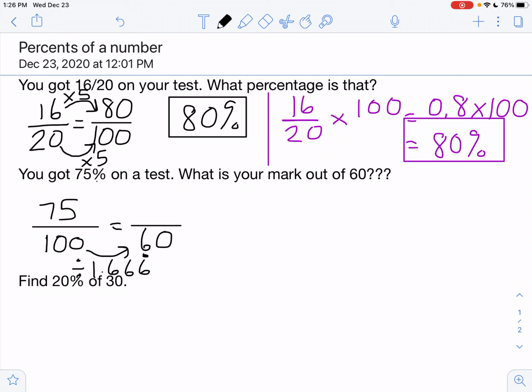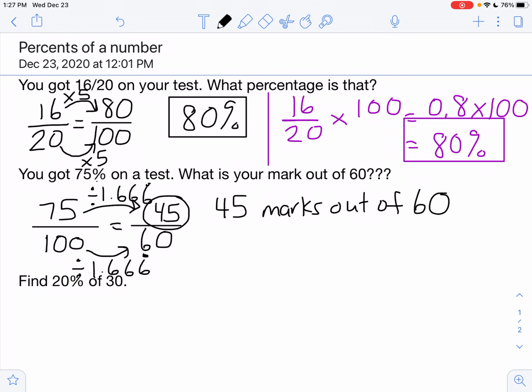So I did say divide because I'm going from a bigger number this time to a smaller number in the denominator. And if I'm dividing 100 by 1.666 repeated, I have to do the same to the top. So I'm going to take 75 and divide it by 1.66666. And you want to use a lot of sixes, or you want to leave that number stored on your calculator, okay? Either way works, but you don't want to do any rounding until the very end. So I ended up with 45 marks out of 60.